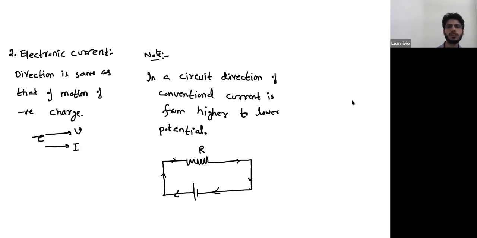Fatma, conventional current simply means current that flows due to motion of positive charge. That's conventional. And if we start taking electron flow for conventional current, then we write that the current flowing opposite to the flow of electrons is conventional. This electronic current is due to motion of electrons.